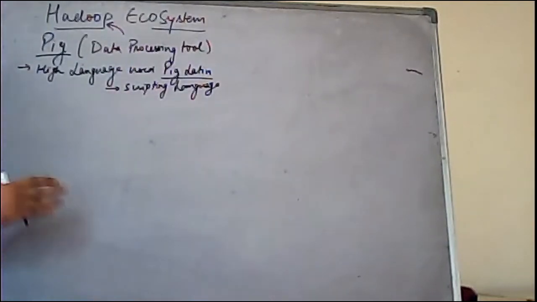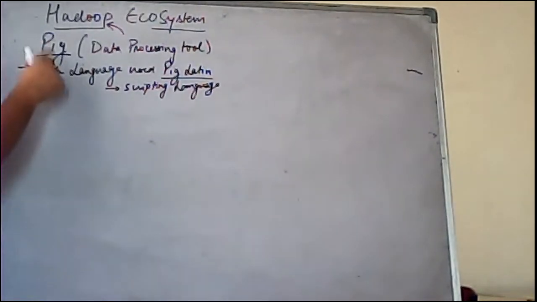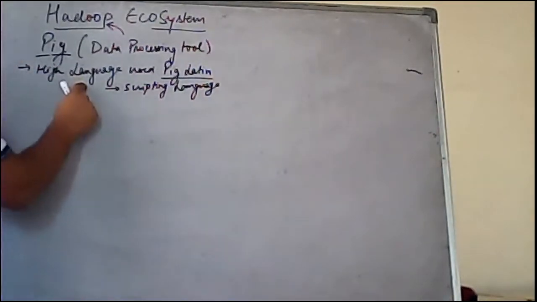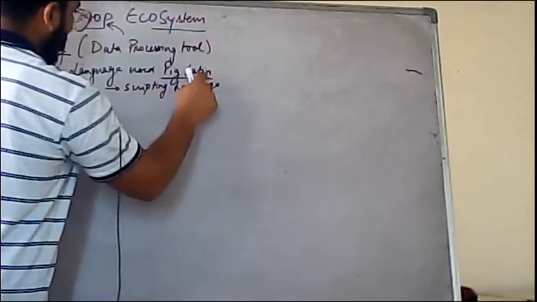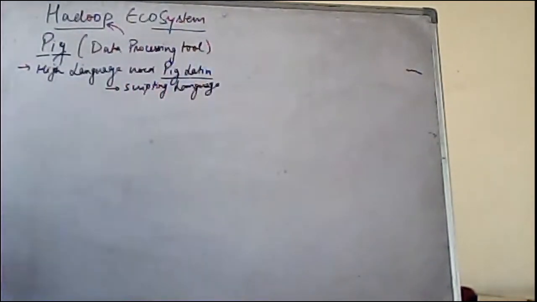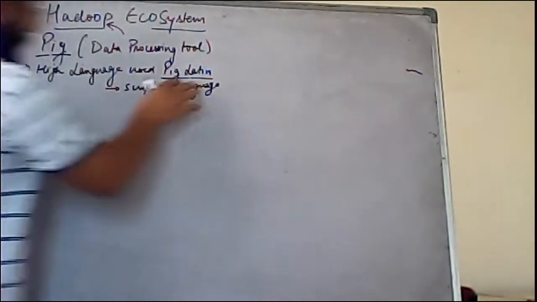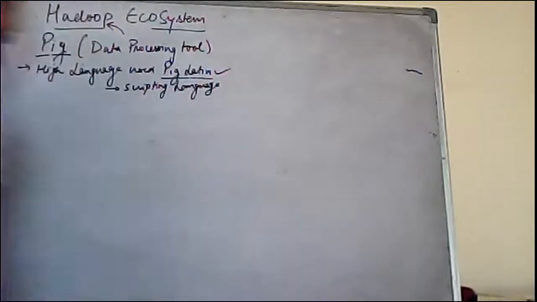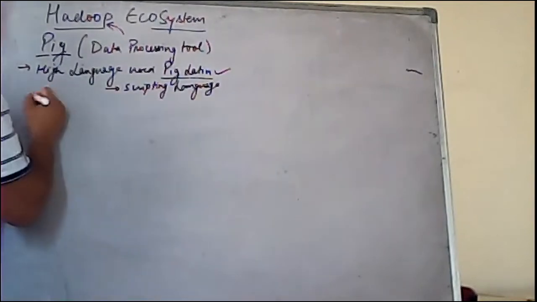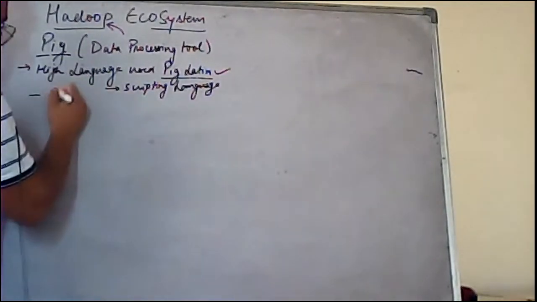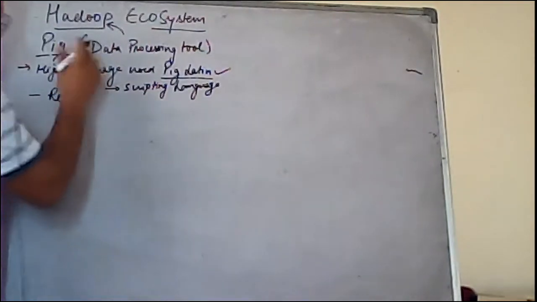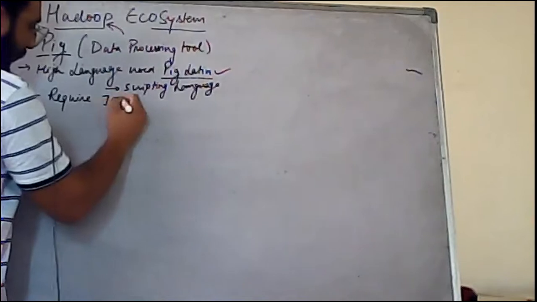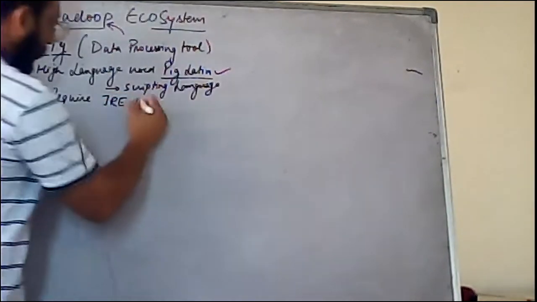PIG is a tool, and it is used for data processing. Data will be stored, and now you want to process your data, and for that your PIG tool is used. In your PIG there is a high level language, and the language name is PIG Latin, the same way as the Python you are using. It is somewhat the concept of Python in your PIG Latin. This is also your scripting language, and the PIG tool also requires your JRE. JRE stands for Java Runtime Environment.